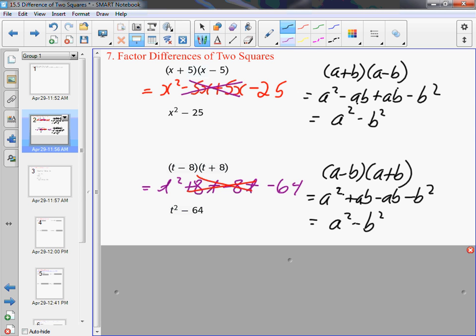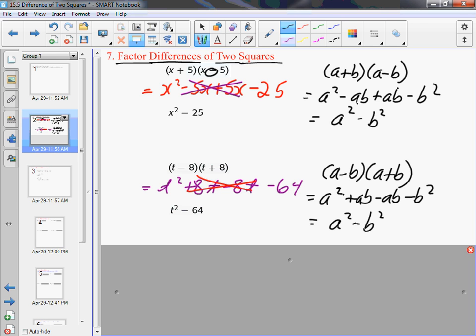Now, factor, we know what that means. Differences, subtraction, minus signs. Two, we know how many two is. Squares, we know what squares are. X squared is a square, 25 is a square, 64 is a square, t squared is a square. And again, for the only time ever, we're not really all that worried about attaching signs to the term, are we? Okay? We need a and b with a plus sign between them and with a minus sign between them.